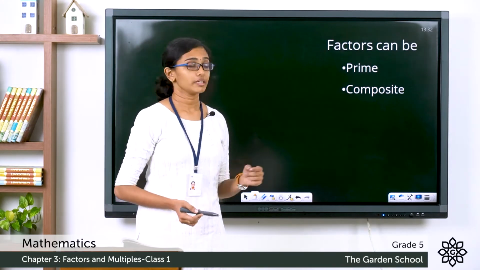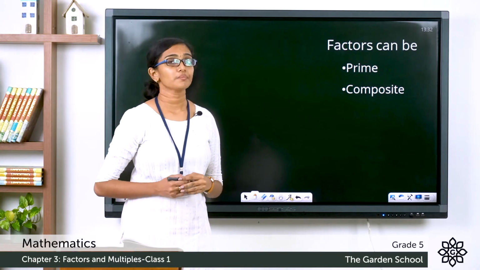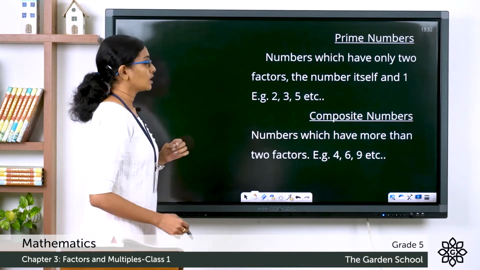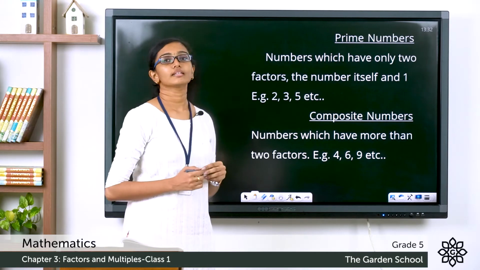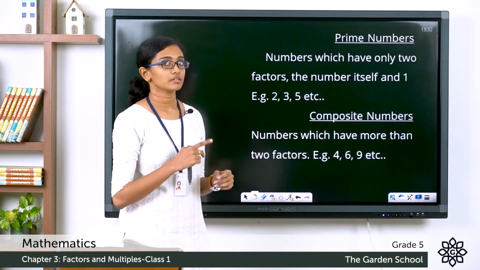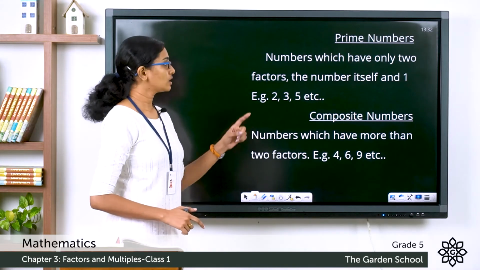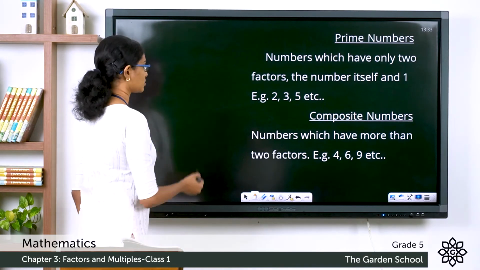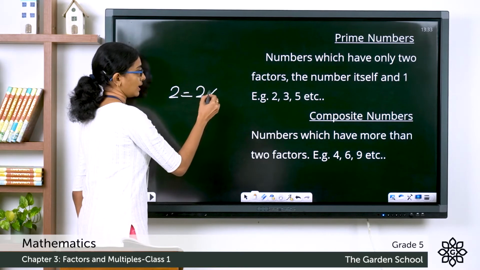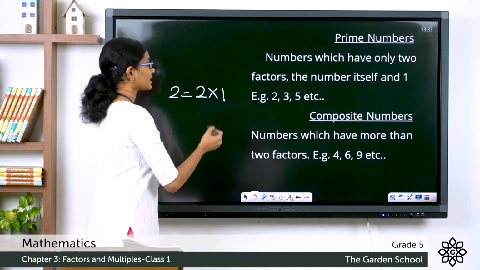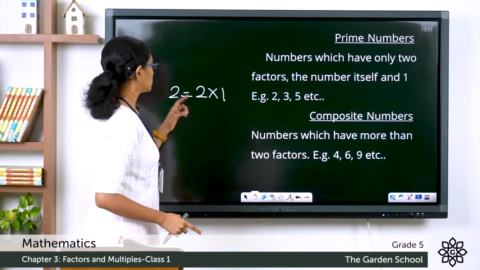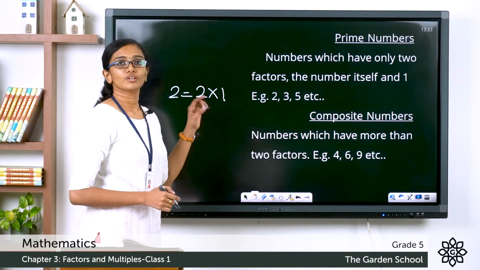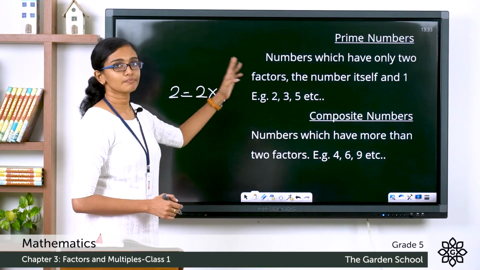Now, talking about factors, factors can either be prime or composite. Now, what are prime factors? Prime factors are prime numbers. We have learned about prime and composite numbers in our lower classes. Prime numbers are the numbers which have only 2 factors, means the number itself and the number 1. So, what does that mean? Here you have some examples. See, the number 2. How do we get 2? 2 is equal to 2 times 1 or 1 times 2, right? Do we get 2 by multiplying any other number? No. So, the only factors of 2 are the number itself and the number 1. So, we say 2 is a prime number.